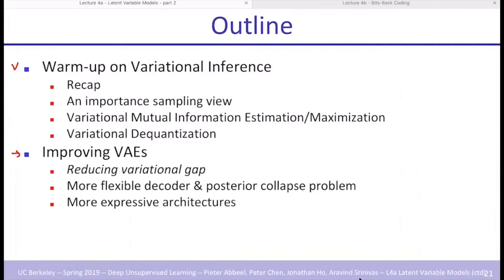The first couple of approaches. First, reduction in the variational gap is basically about importance sampling, what we just talked about. And I think the second and third items are kind of obvious. When we have a flexible decoder, it should be better. And if we have a more expressive architecture, for sure that will help us. So that is just the big picture of how to improve the variational autoencoder.